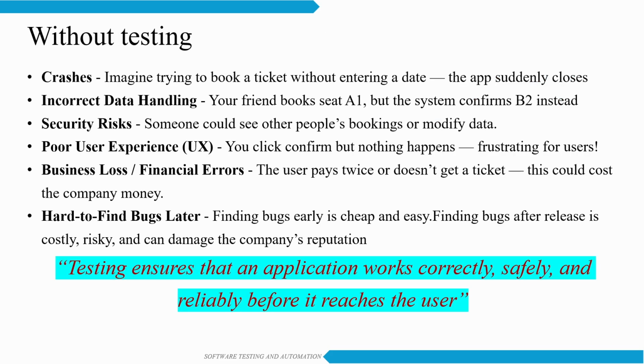So without testing, what might have happened? The system might crash. We can use incorrect data. For example, we have booked A1 but the system has confirmed B2. And you will get some security risks, because whatever ticket you have booked, if security is not provided, for example the login system is not available, it means some other people can also look into your data. And poor user experience.